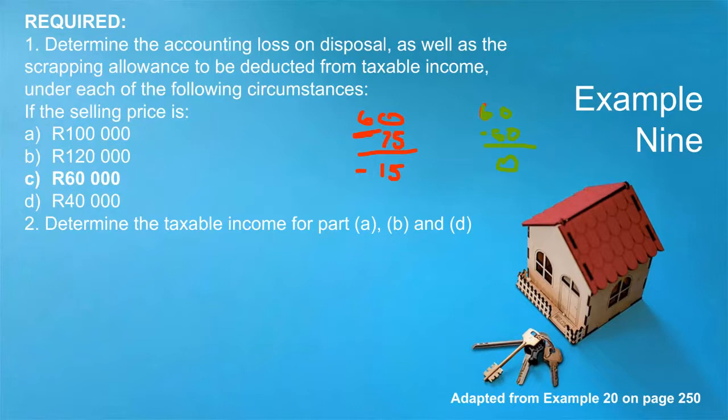Why are you adding it back? Because we subtracted it from accounting profit. So we add it back to remove the effect. Right. When it comes to scrapping allowance, the scrapping allowance is zero. So we do nothing. So we just add back the 15. Okay, that's what we would do in that scenario. Any other questions?